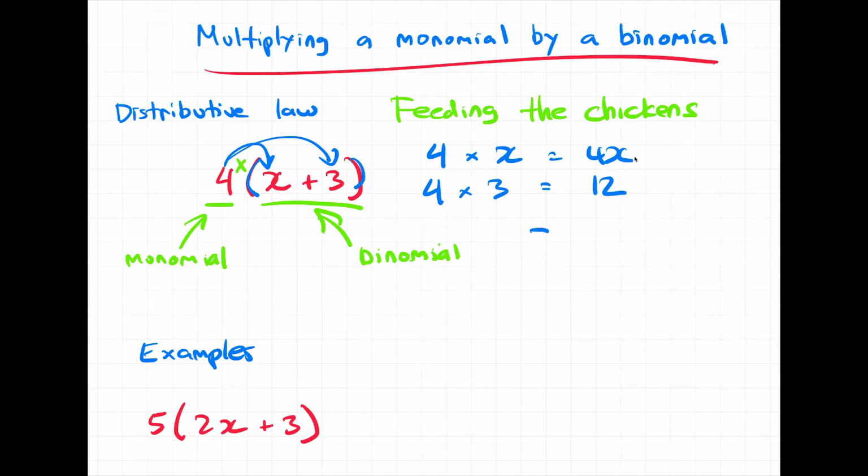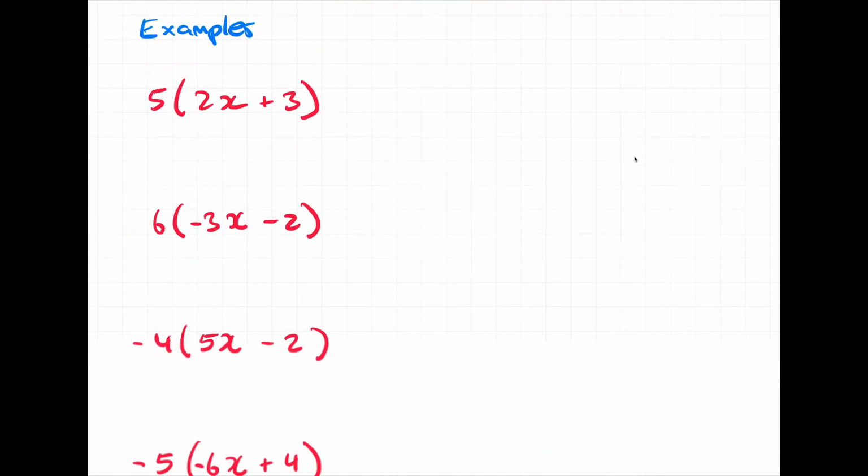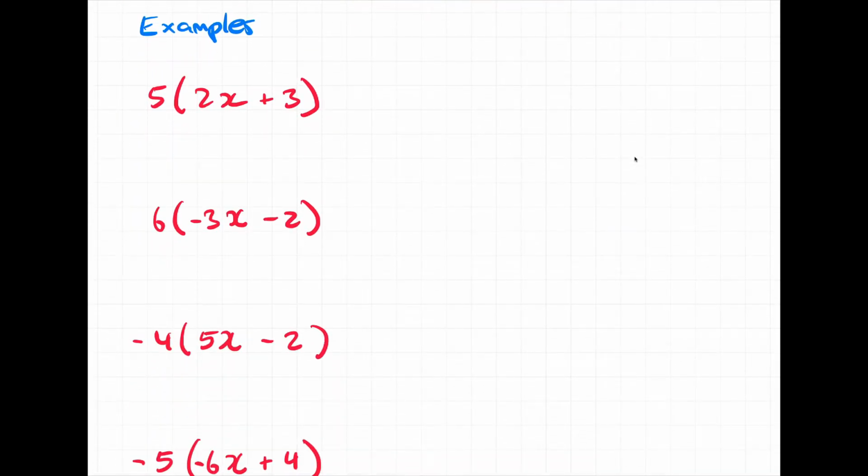So the answer to this one is 4x, and this is a positive 12, so it's plus 12. So that is feeding the chickens: the 4 times the first term and 4 times the second term of that binomial. So let's take a look at some examples, and we're going to do it the same every time.